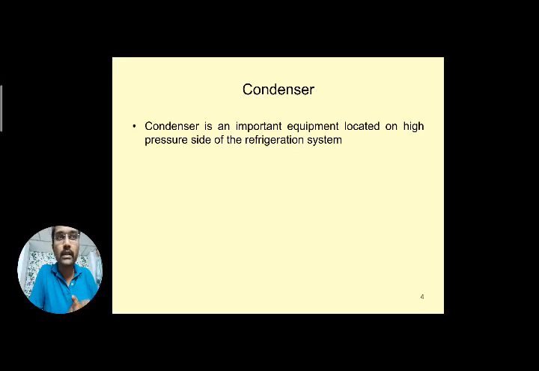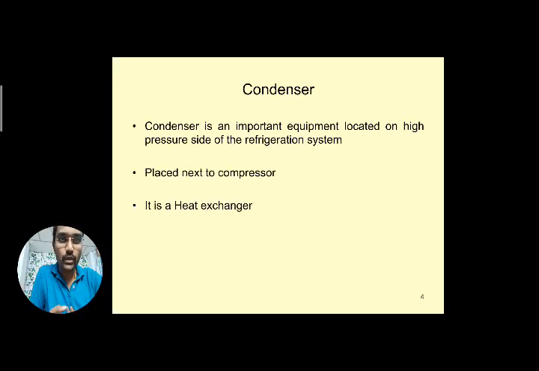Why? Because they reject the heat to the outside, so it is not feasible to place them inside the room for air conditioning purposes. In the split air conditioner, it acts completely like an outdoor unit. It is placed outside, and it contains a condenser, a fan, and a few additional equipments. So it will be placed outside of the room. It is also on the high pressure side of the system, placed next to the compressor.